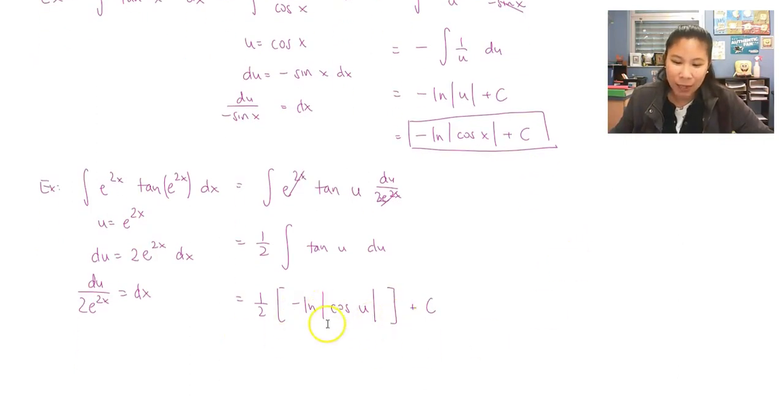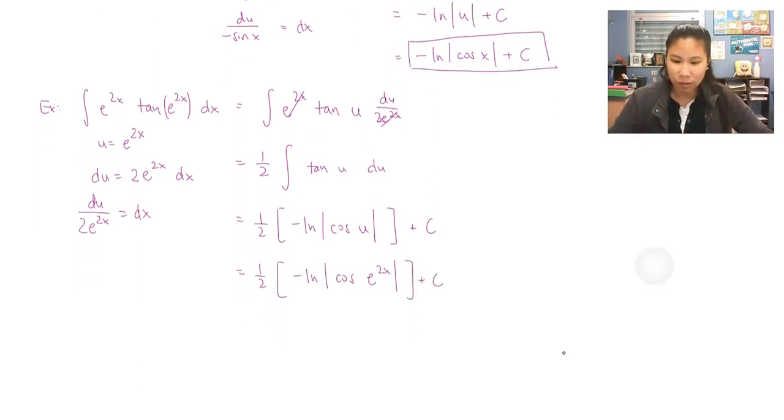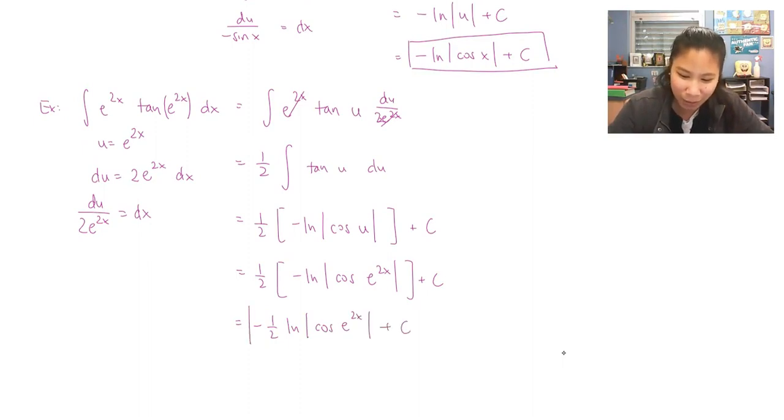Okay, and then we just need to plug the u back in. So this would be cosine, and then u was e to the 2x power plus c. So just making this nicer, negative 1/2 natural log cosine of e to the 2x plus c would be our final answer.